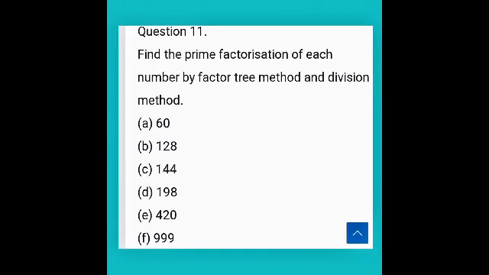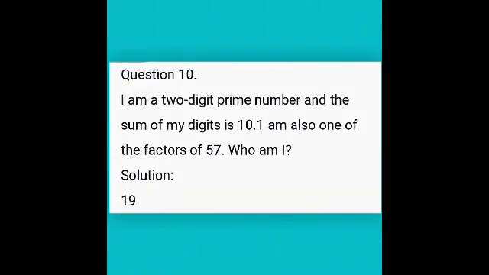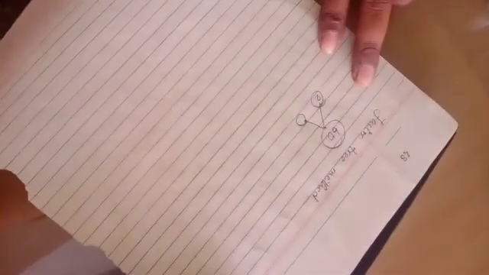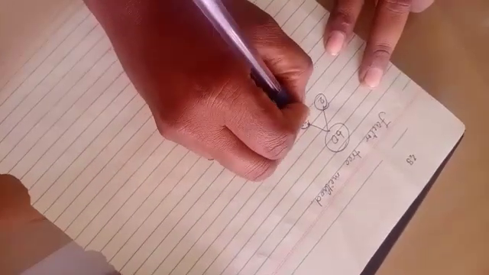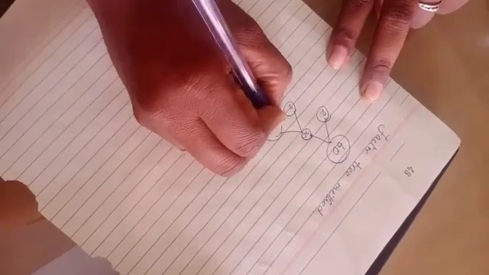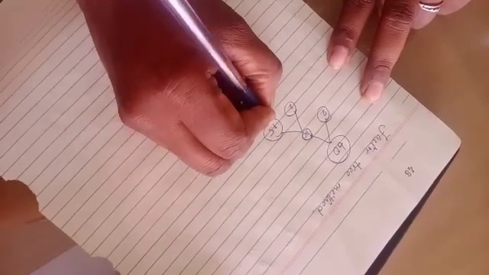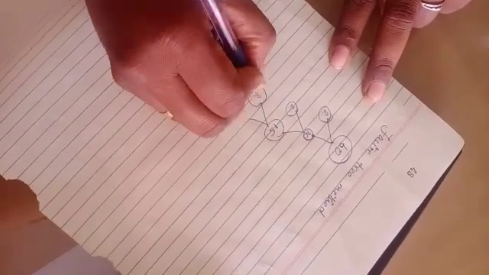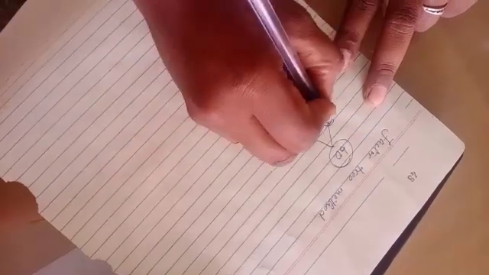Find the prime factors of each number by factor tree method and division method. The first sum, 60. Here we are going to use the two methods. First one is factor tree method. That is 60. We'll start from 60. 60 will come in which table? Yeah, 2 table. That 2 will how many times is 2? 30 times. Here 2 is a prime number, so I am shading that.